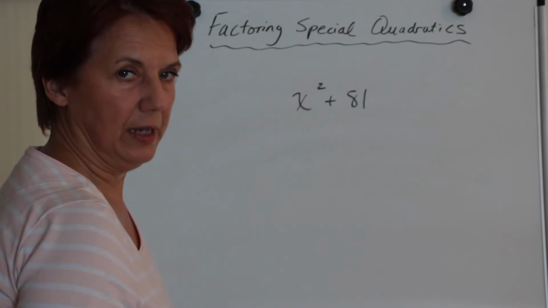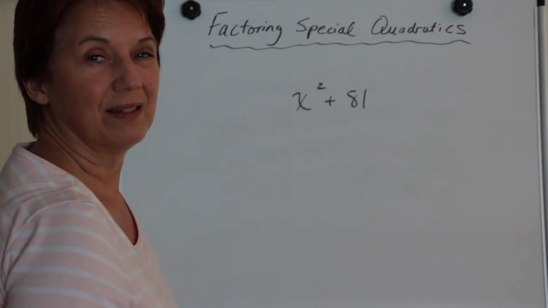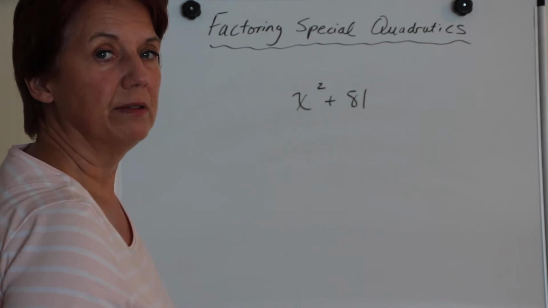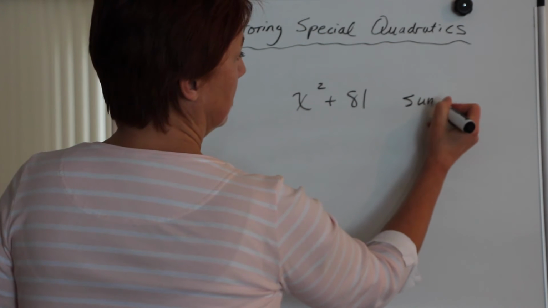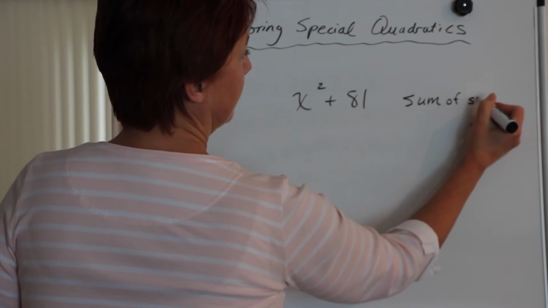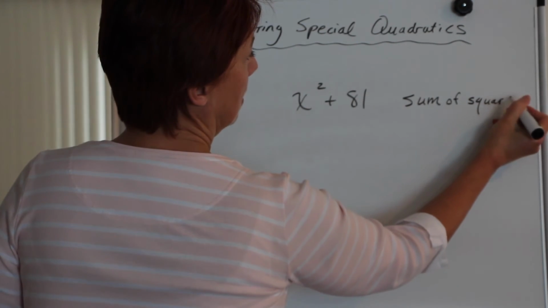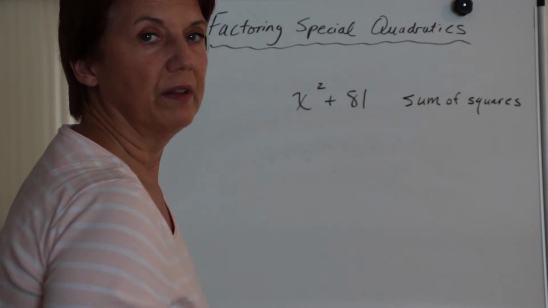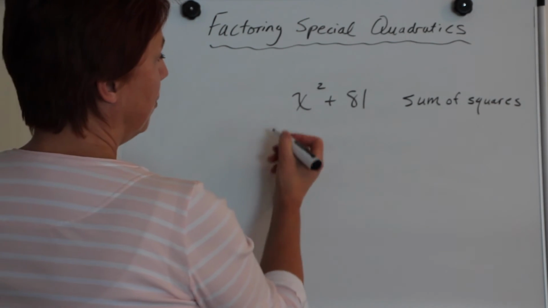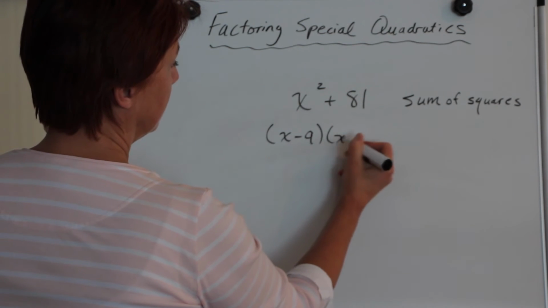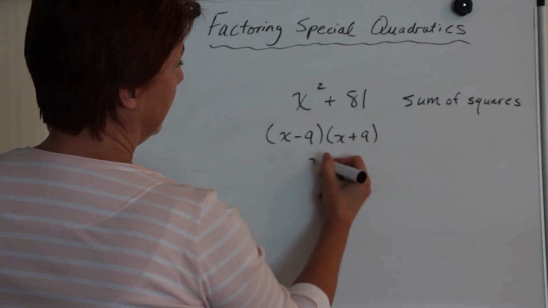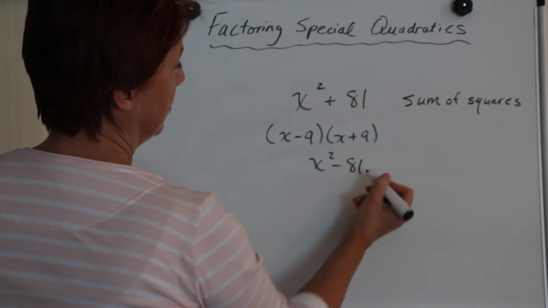Now what's different about that one? Well, it's got a plus sign. It's not a minus sign, right? So it's not a difference of squares. This is what you would call a sum of squares. And guess what? This doesn't factor, okay? If we say, oh, this is (x minus 9)(x plus 9), if we multiply it out, we get x squared minus 81, okay?